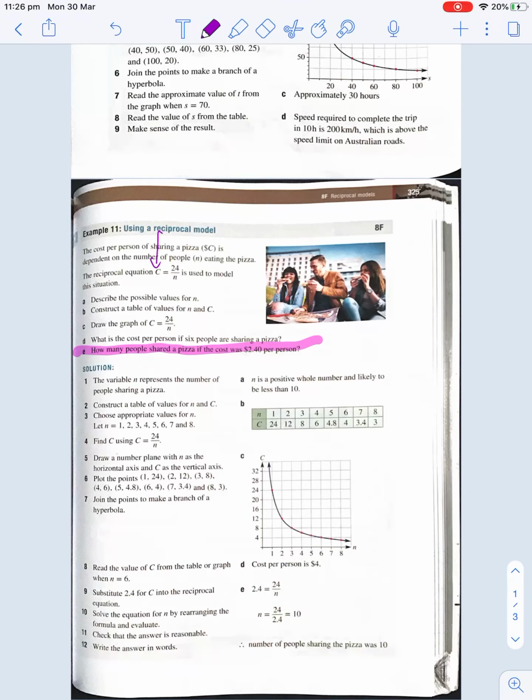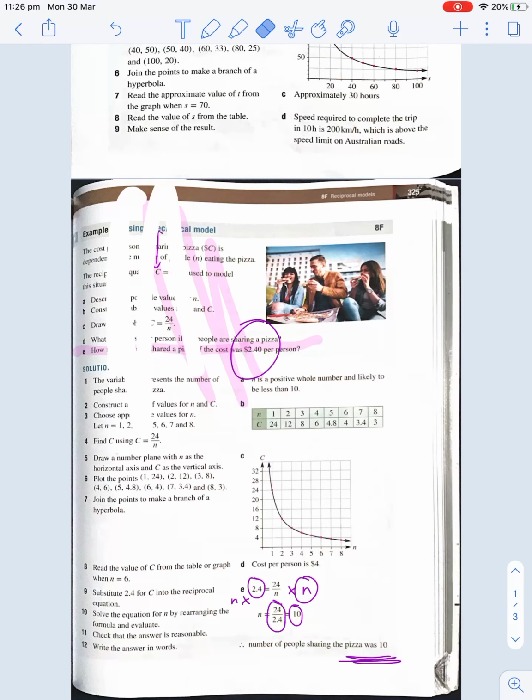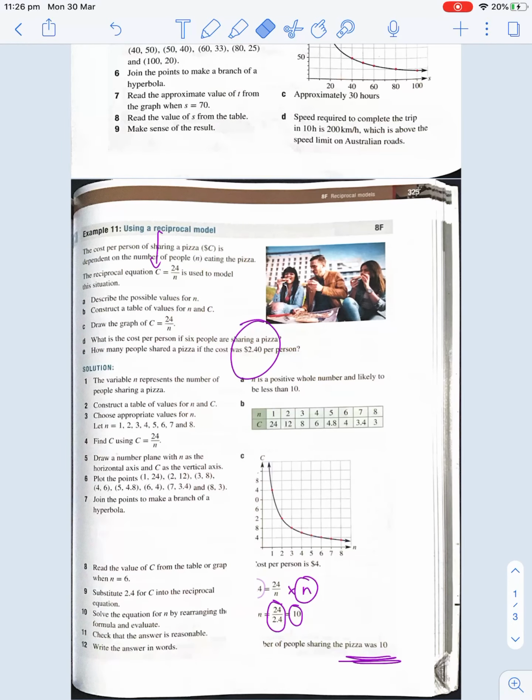And we want to multiply both sides by N, and then divide by our 2.4, and then you get this, which equals 10. So therefore our N equals 10. So therefore there were 10 people sharing the pizza when everyone paid $2.40 each. So it's pretty much just using these formulas and figuring out how we can use these formulas to answer some of these wordy sort of questions.